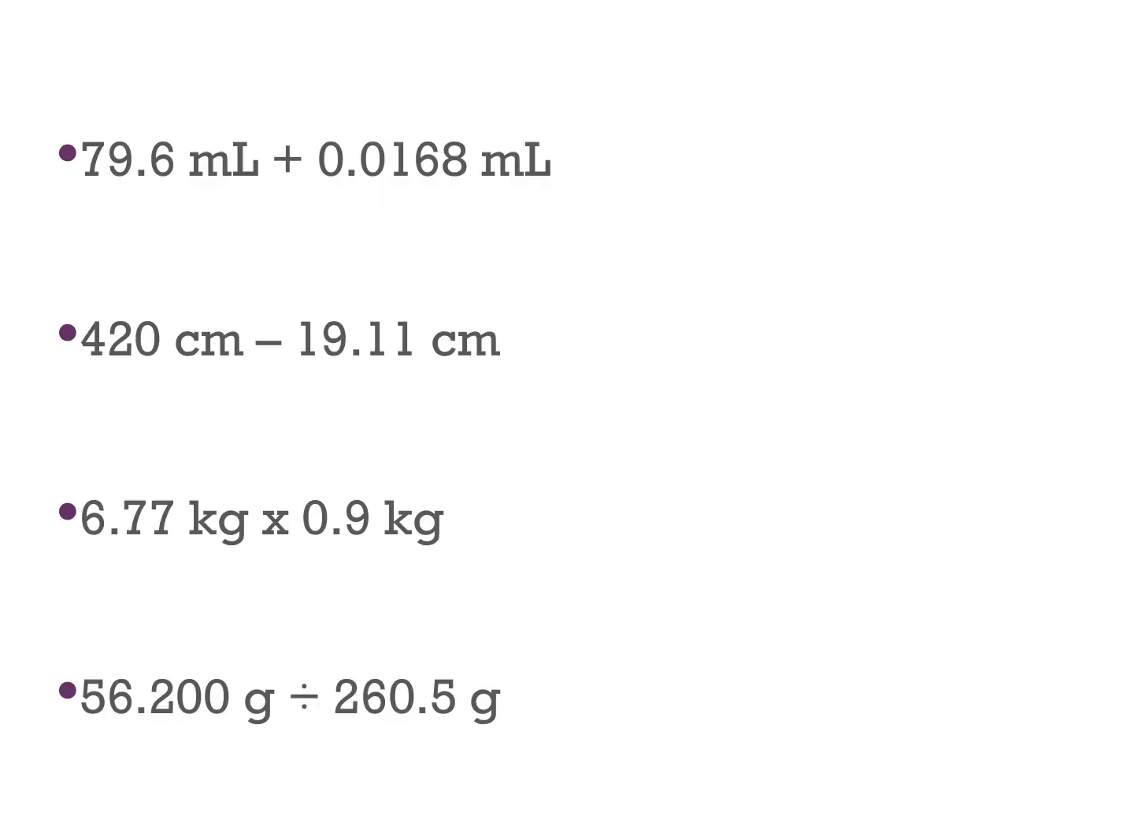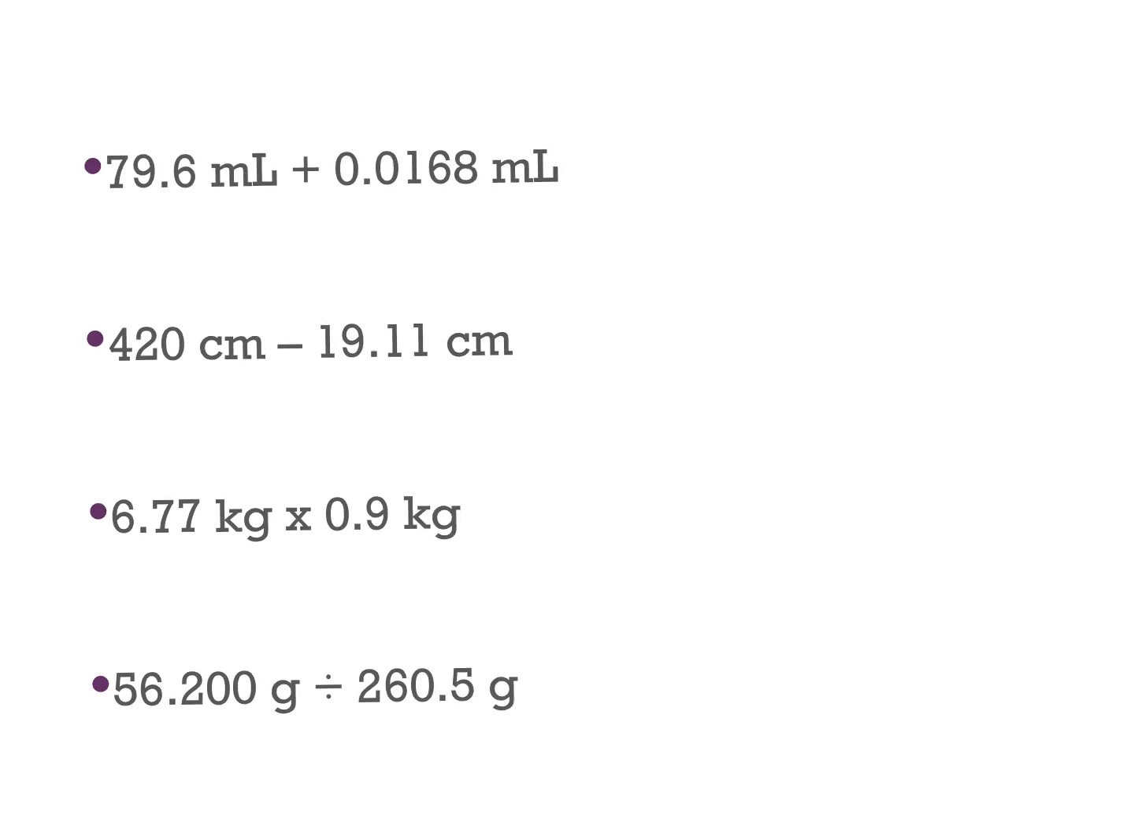Okay, I'm going to have you practice one type of math equation on your own. I'd recommend you type it in your calculator first, write the answer down, and then take your time rounding it and write the new rounded answer down. Okay, so you're going to try all these and then we'll check answers in about a minute. When you typed 79.6 plus 0.0168 in the calculator, what did the calculator give you?